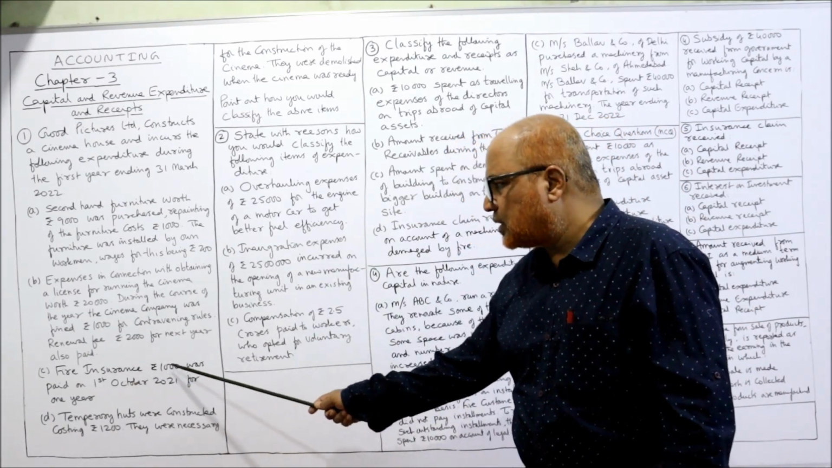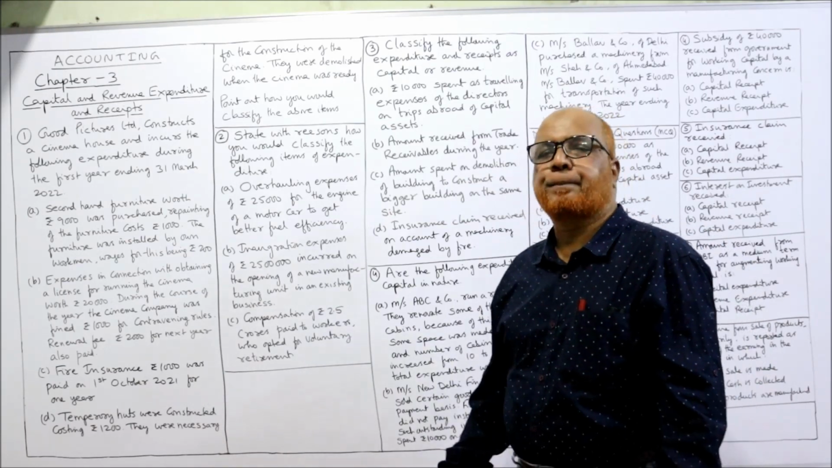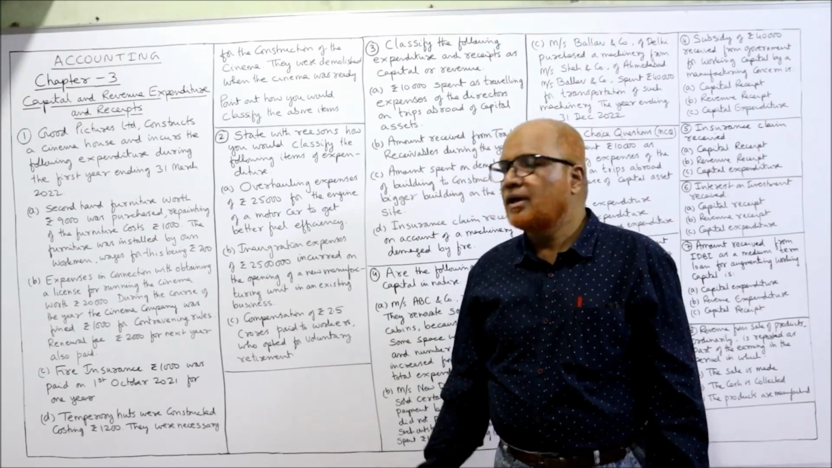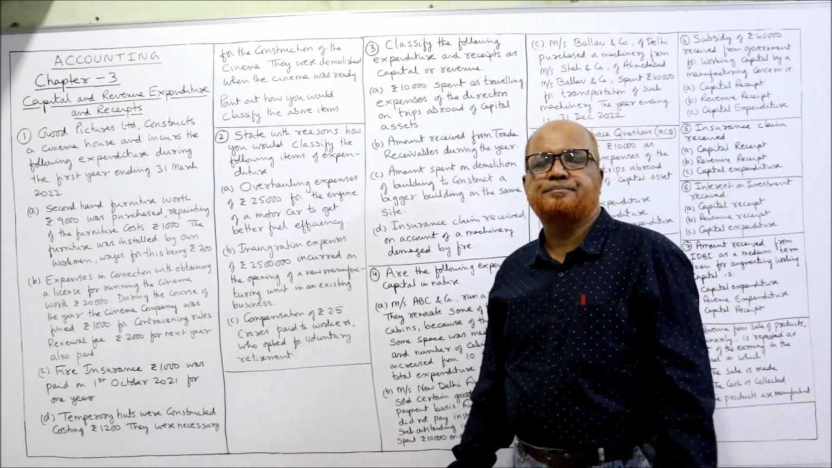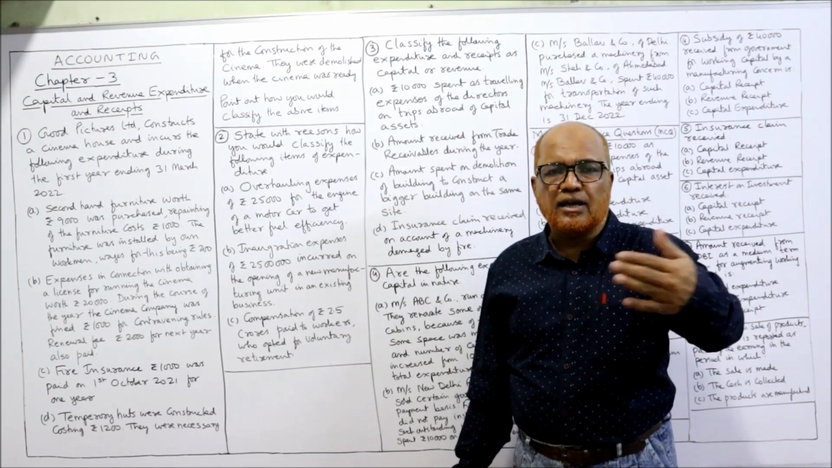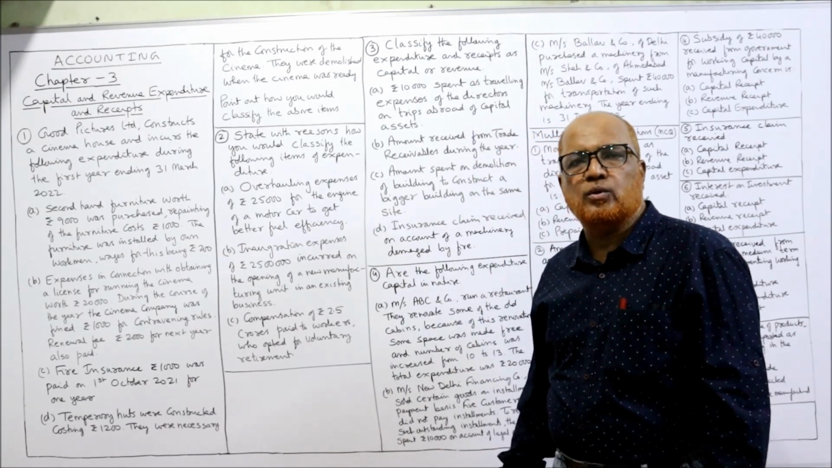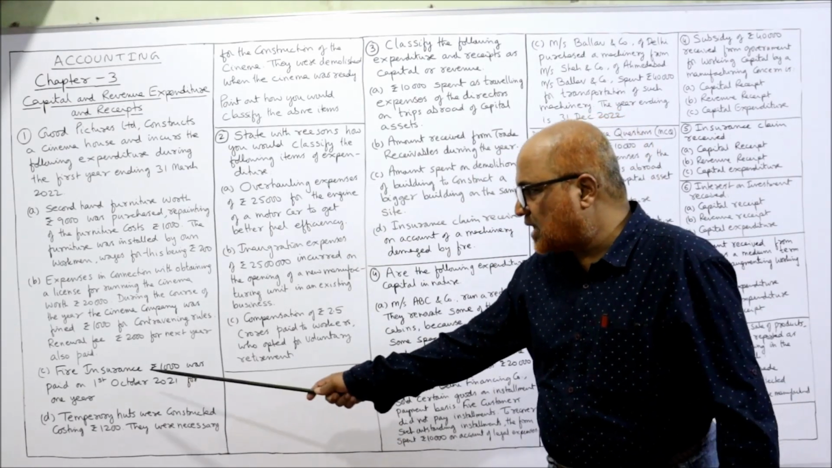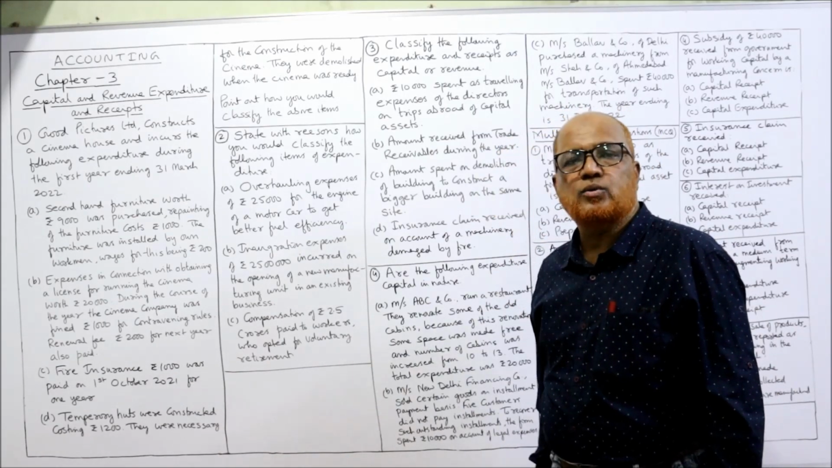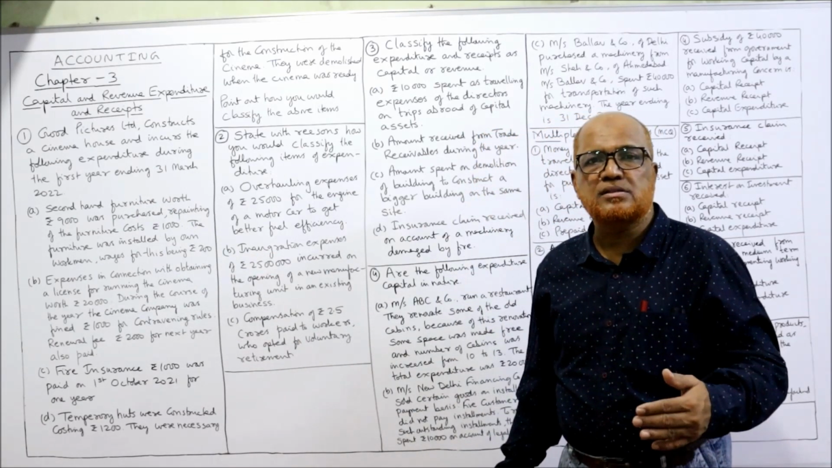Next, fire insurance of 1,000 was paid on 1st October 2021 for 1 year. Now see here, our year ends on 31st March 2022. The fire insurance premium is actually a revenue expenditure, a recurring expenditure, but it is paid on 1st October 2021 for 1 year. That means this amount of 1,000 is for 1 year from 1st October 2021, while our year ends on 31st March 2022. So how many months?